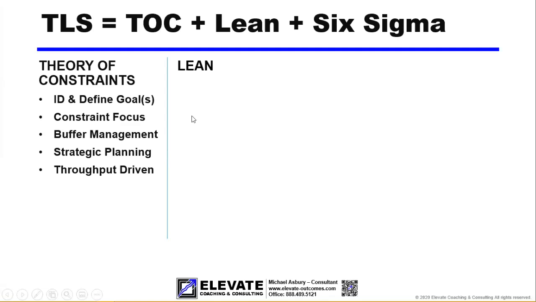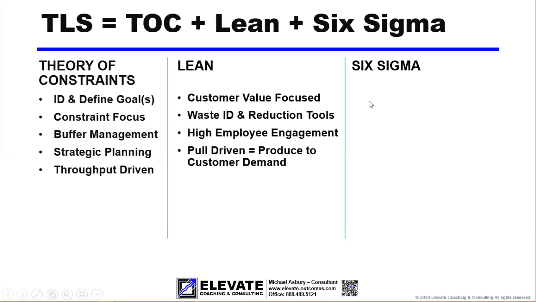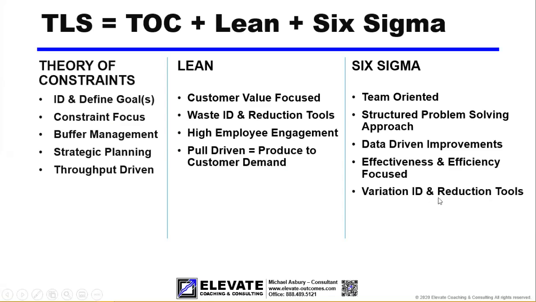With Lean, it's customer value focused. We have waste identification and reduction tools. We have a high level of employee engagement, and it's pull driven to produce to what the customers are actually demanding. With Six Sigma, we have a team oriented structured problem solving approach that's data driven, focused on improving the effectiveness and efficiency. And there are a lot of variation identification and reduction tools in that.